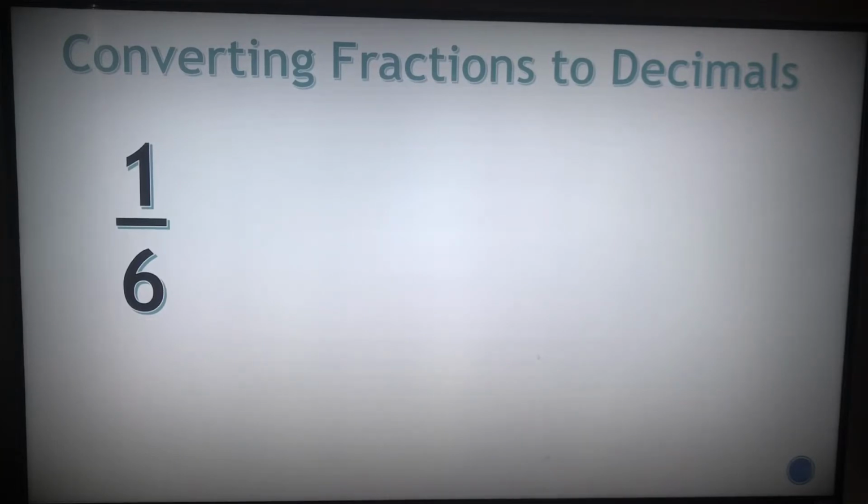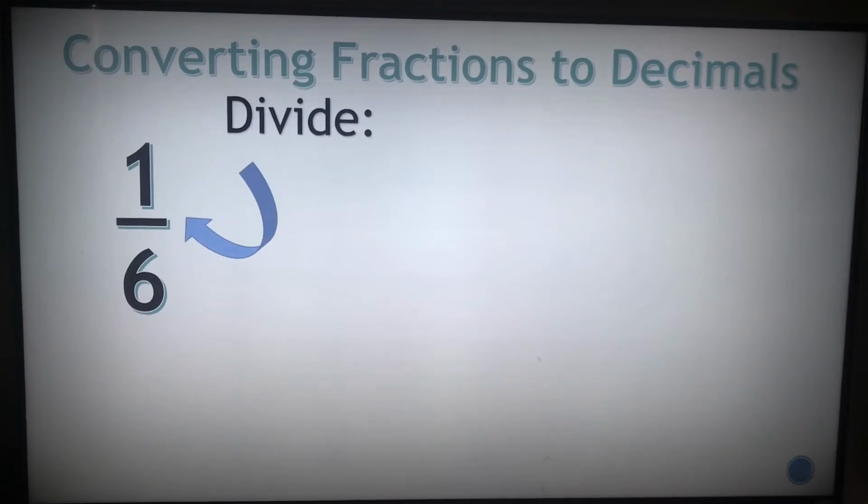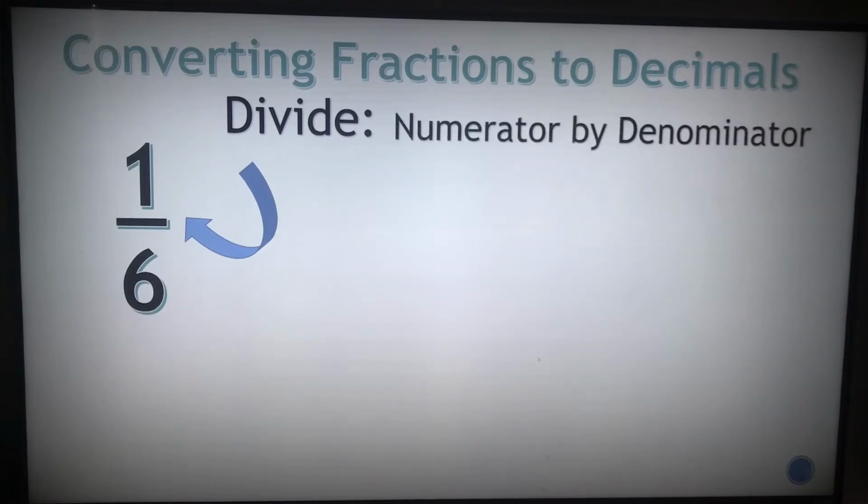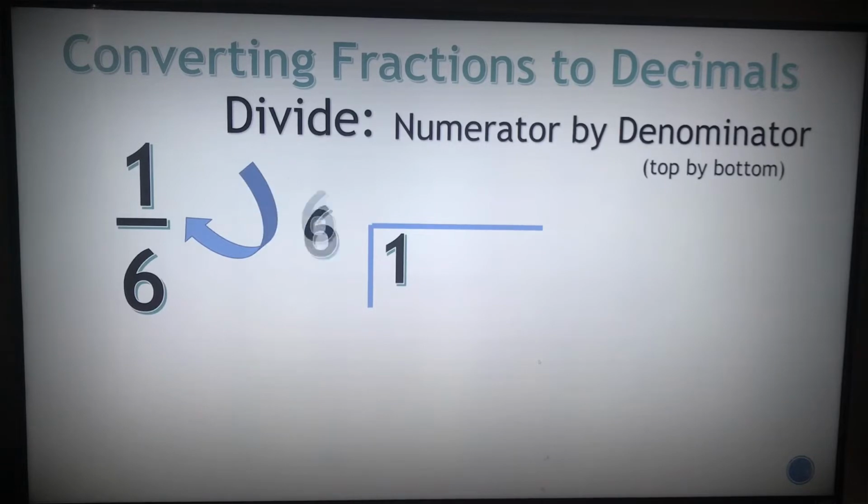1/6. How do I do that? I'm going to divide. This little fraction bar tells me to divide. When I divide, I'm always dividing my numerator by my denominator. What does that mean? Top by bottom. You have to think of this as a house, or let's think of it as a store. Your number 1 is like the cowboy riding a horse. Your horse can't go into the store. So who's going to go inside? The 1 or the 6? That's right. The 1 is going to go inside the store, and the 6 is going to stay tied up outside.